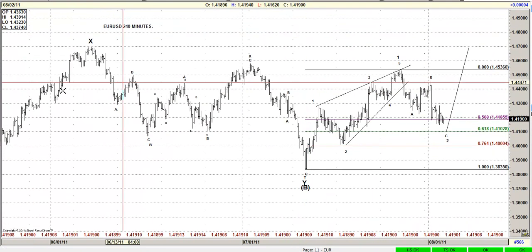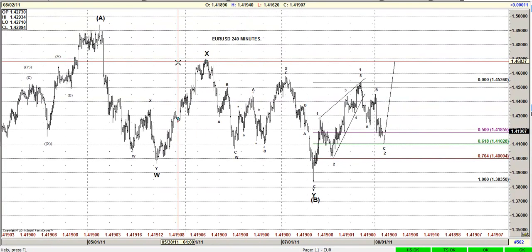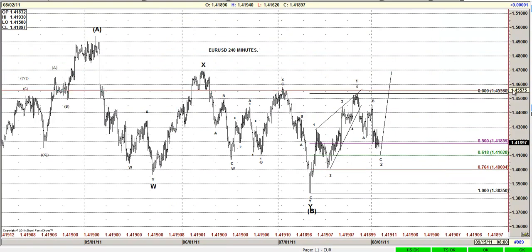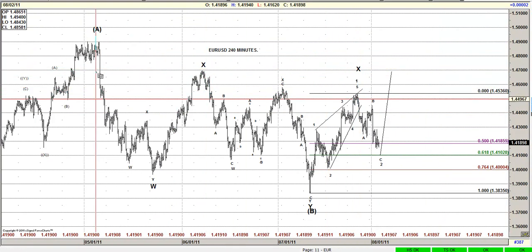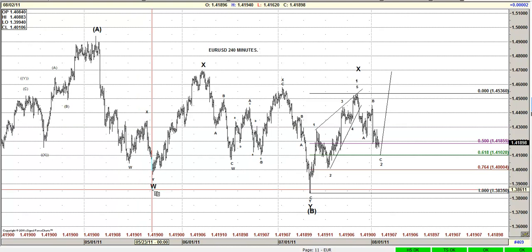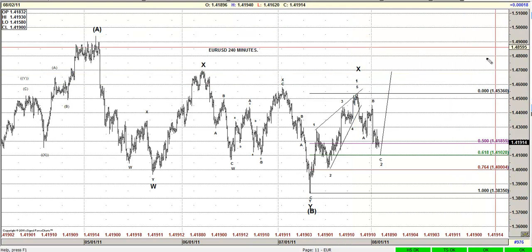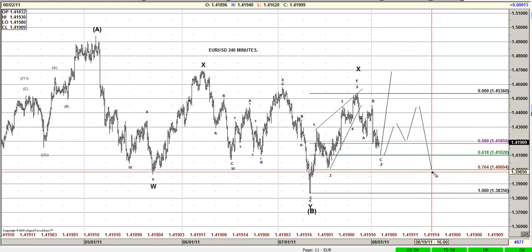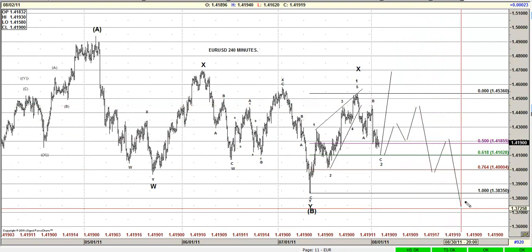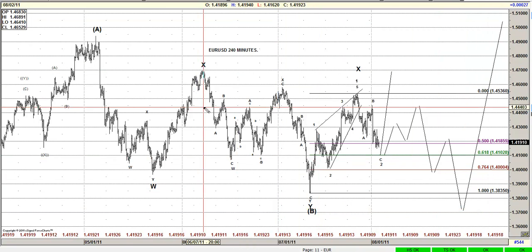Now, let me show you an alternative count that a member showed me today, and it's pretty good. It's a pretty good count. It's something like this. This is a 3-way move, and then we got A, B, and a C when the B wave being a flat, and now we're gonna get something like this before jumping higher too. That's very possible too.